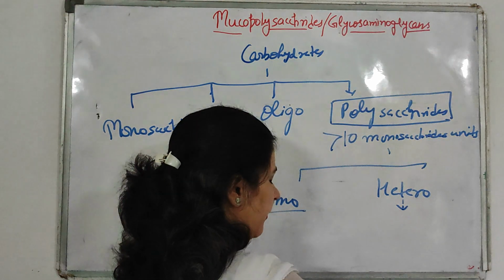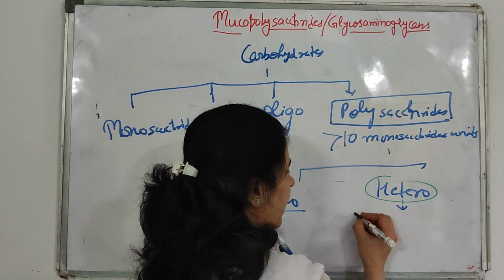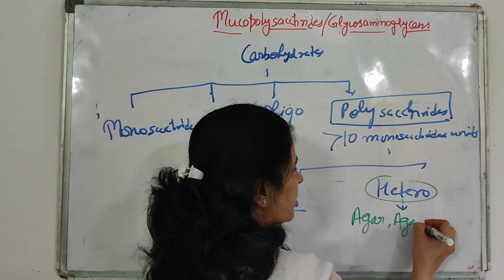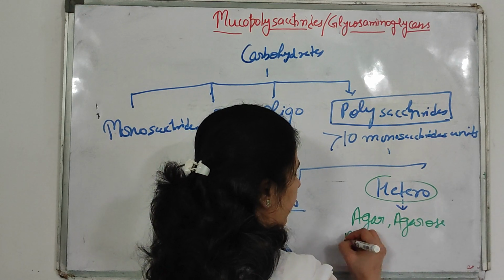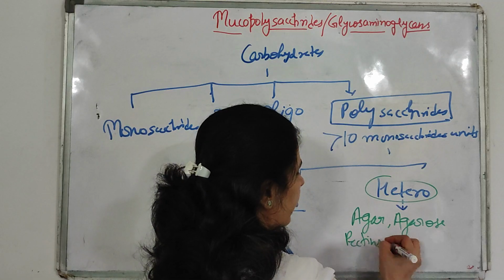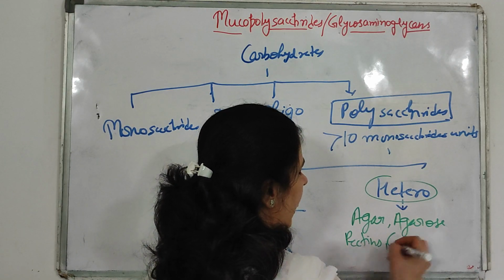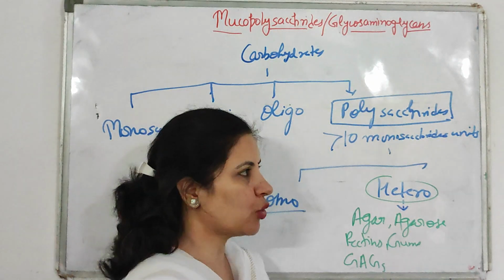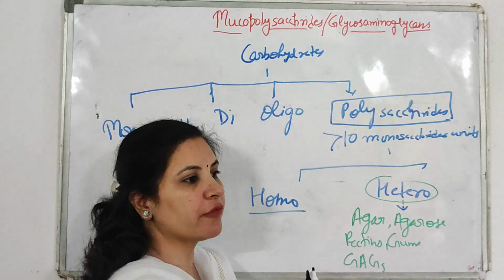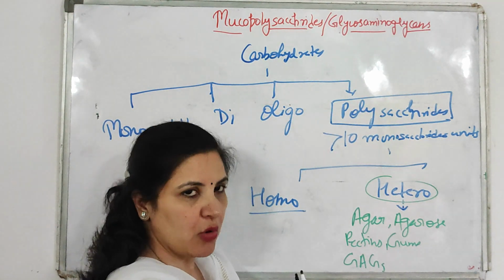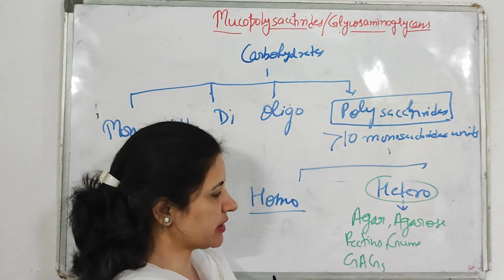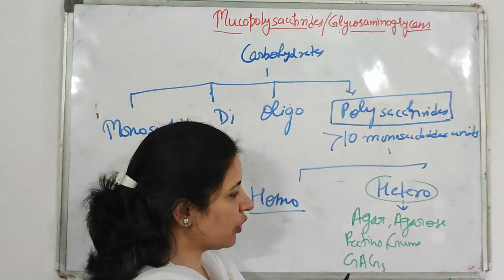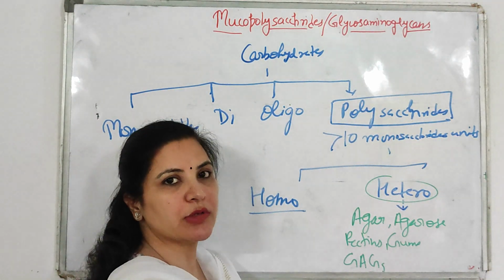What are the examples of heteropolysaccharides? When you read these examples, they include agar, agarose, pectin, gums, and GAGs. Heteropolysaccharides are those polysaccharides which consist of two or more different kinds of monosaccharide units. Examples are agar, agarose, pectin, gums, and glycosaminoglycans.